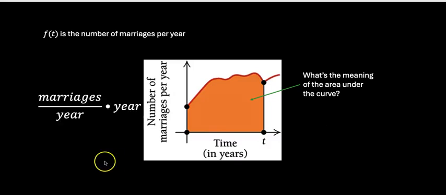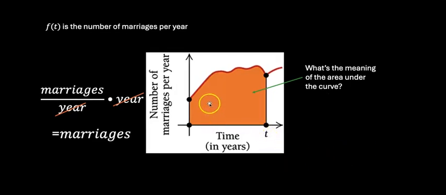What units? You find the units accumulated by taking the y units, which is marriages per year, multiplied by the t units, which is years. The years cancel, and so the unit we get out is just marriages. So f of t is the number of marriages per year. Each year that goes by, more marriages are accumulated.